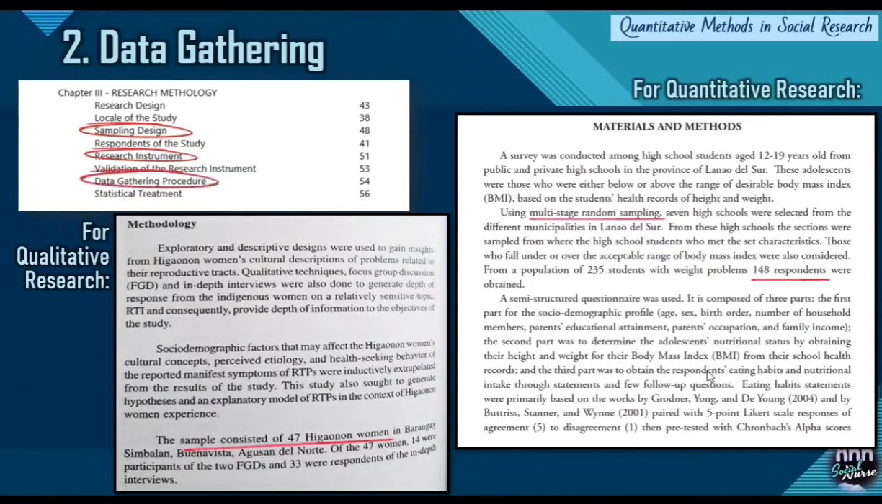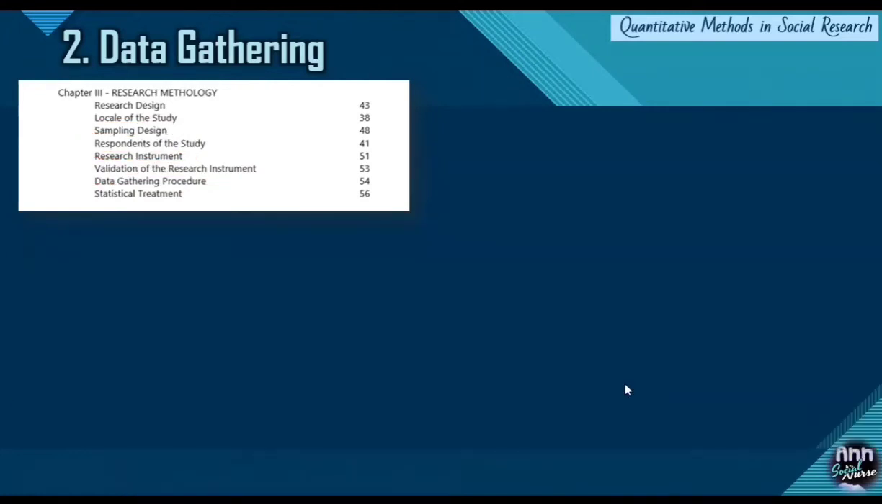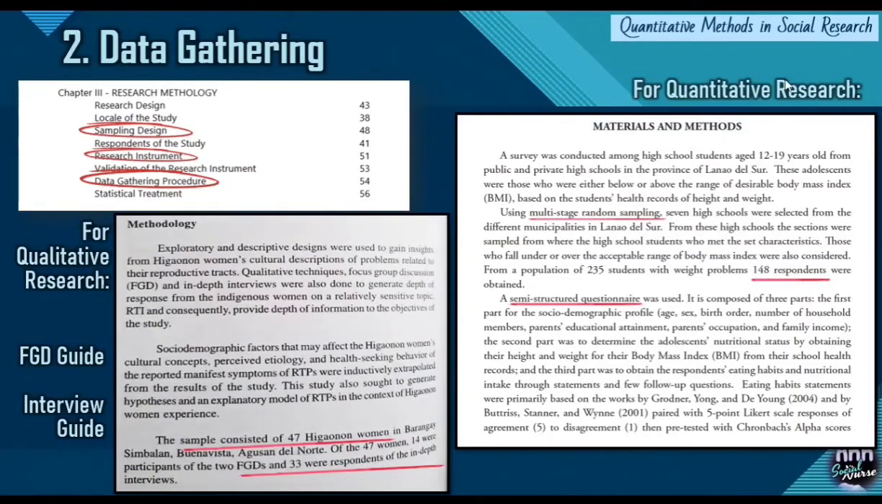Then the research instruments and the data gathering procedure, which are very interrelated. The FGD guide, in-depth interview guide, and this one, the questionnaire, were used in the data gathering for the quantitative research given to the 148 respondents. That's for the research mentioned on the Maranao adolescent nutritional intake.